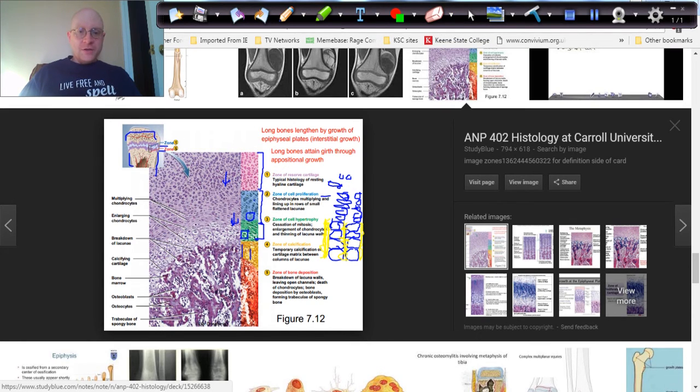So when you get to the next zone of bone deposition, down here, then what happens next is that your columns of chondrocyte lacuna, so drawn here, columns of chondrocyte lacuna, fortified with calcified cartilage matrix on the sides.